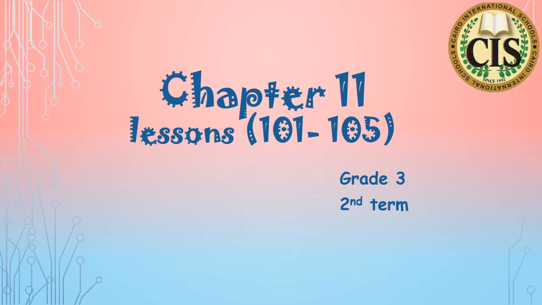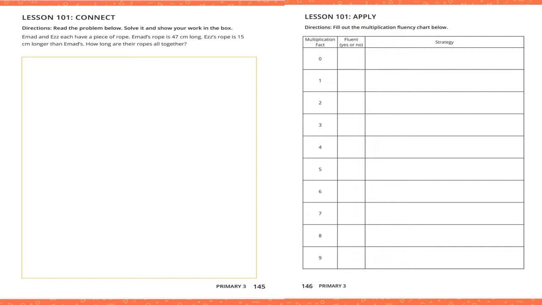Now we'll take chapter 11, lessons from 101 to 105. Lesson 101, the connect part. Read the problem below, solve it and show your work in the box. Ahmed and Aziz each have a piece of rope.